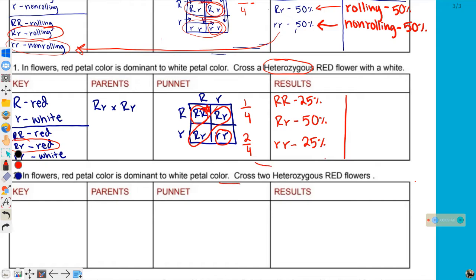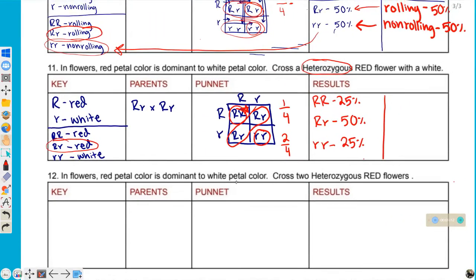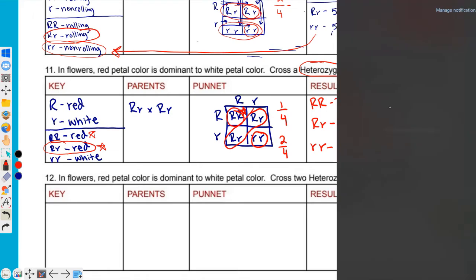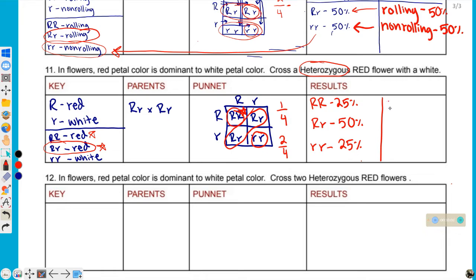Okay, this is where things are going to change a little bit when we get to the phenotypes. So looking back at our key, we can see big R, big R is going to be red, but big R, little r is also going to be red. So what we're going to do, we will write down that phenotype of red. But in this case, we actually have to add both of these probabilities together because they will both make a red flower. So we're going to have 75% chance of getting a red flower.